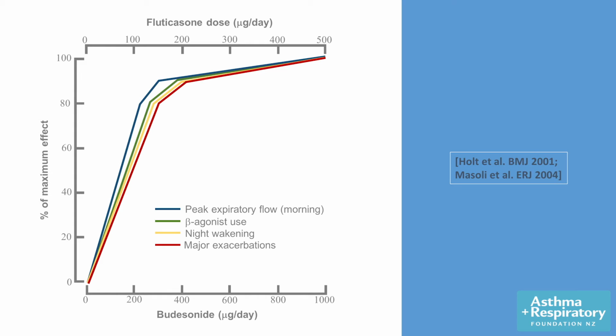And if we look at budesonide at the lower x-axis, we can see that 80 to 90% of the maximum obtainable benefit is achieved with doses around 200 to 400 micrograms per day for all the major clinical outcome variables, and that the maximum obtainable benefit is achieved at around 1,000 micrograms per day. So we can see why the doses of around 100 to 200 of FP and around 200 to 400 of budesonide are considered the standard doses, and doses higher than that should be considered high doses.